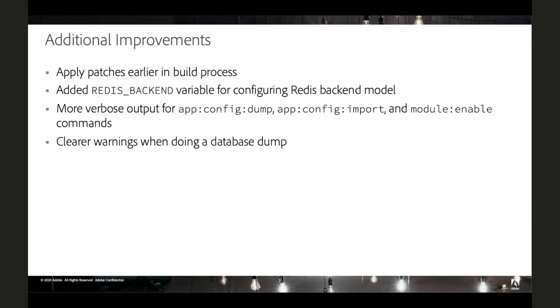This variable can be used in order to configure what backend model Magento should use for connecting to Redis, and I encourage you to look at the dev docs for more information about that variable and what values it will accept. We've added the option for some more verbose output when you're running the config dump, the config import, or the module enable commands, so you can get some more details about what's happening when you run those. And lastly, we've added some more explicit warnings when you're running the database dump command from ECE-Tools. Specifically, we'll give you clearer warnings that this will temporarily put your site into maintenance mode while that dump is occurring.